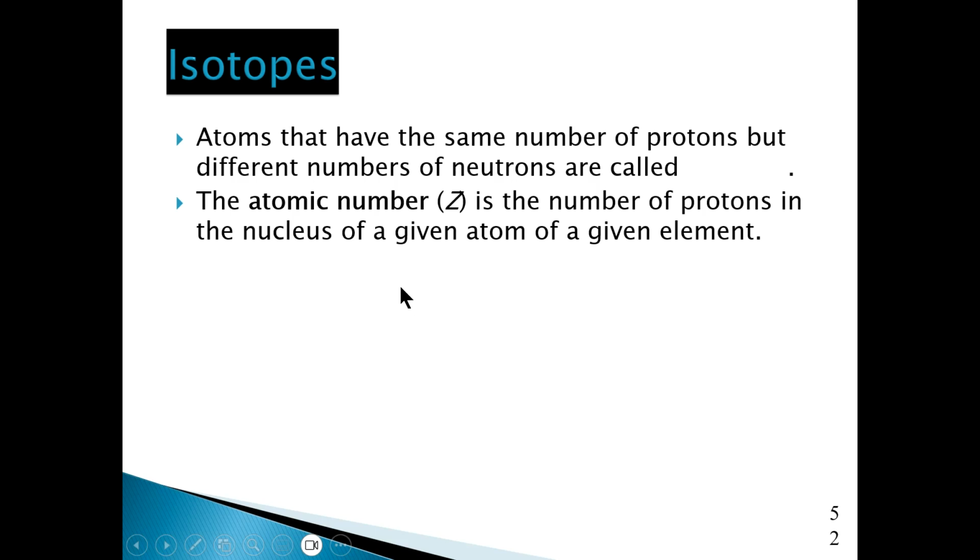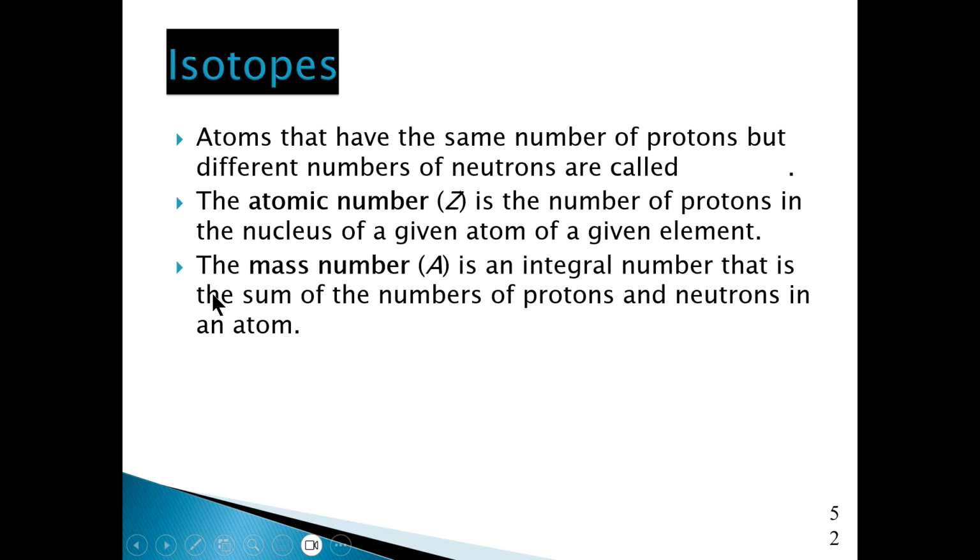Now, the atomic number we talked about before, and remember we said that by definition that's the number of protons in the nucleus of a given atom of a given element. And as such, each element has its own unique atomic number. But there's another number that's associated with each element, and that's called the mass number. Now, the mass number is not as unique as the atomic number, right?